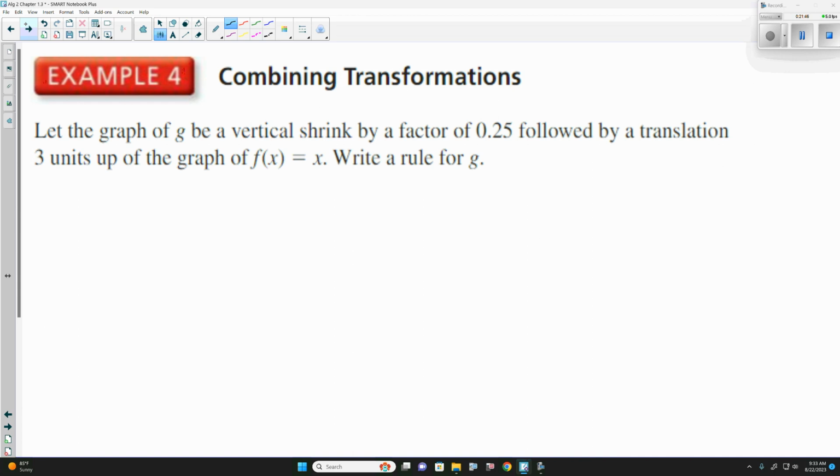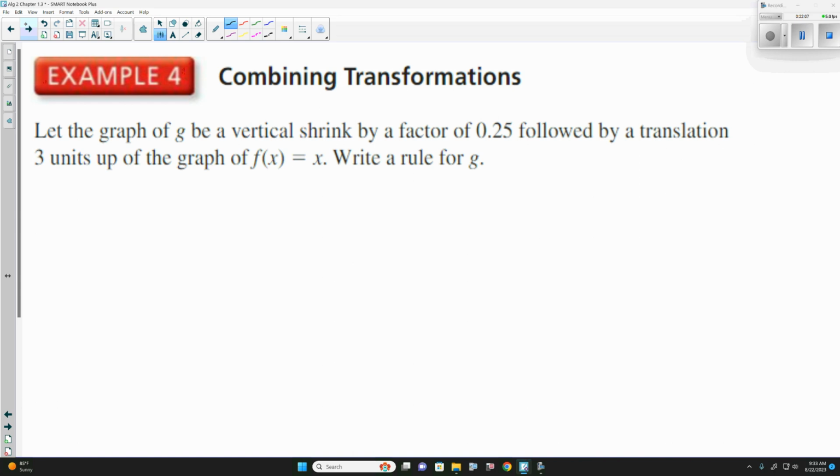Combining translations is the last part we're covering in 1.3. Now, combining translations seems like it's going to be a harder thing than what we've done, but all we're doing is one step at a time. The biggest thing I will say when we do more than one translation is just take them one step at a time in the order in which they're listed.